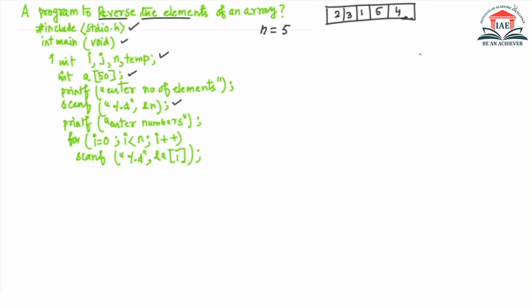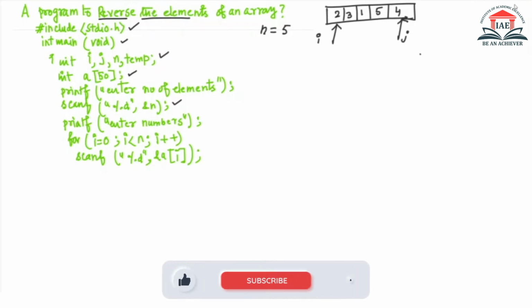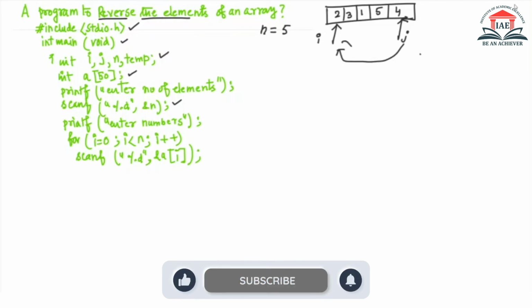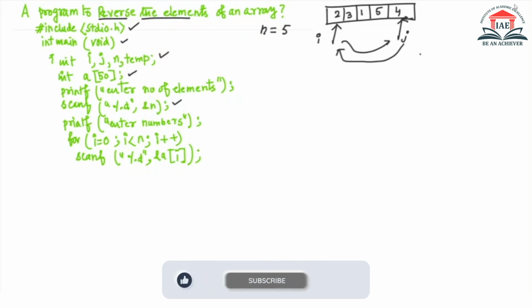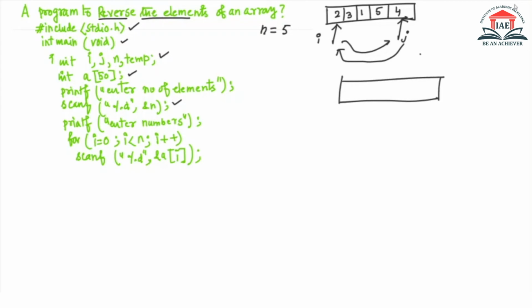Now what you want to do, you have to reverse. How? It is possible that we use a pointer here and a pointer here, and we swap, which means this element and this element will be exchanged like that. If we swap, it is 4 3 1 5 and 2. Again i will be incremented and it will point there, and j will be decremented, and again we swap, so it becomes like that.